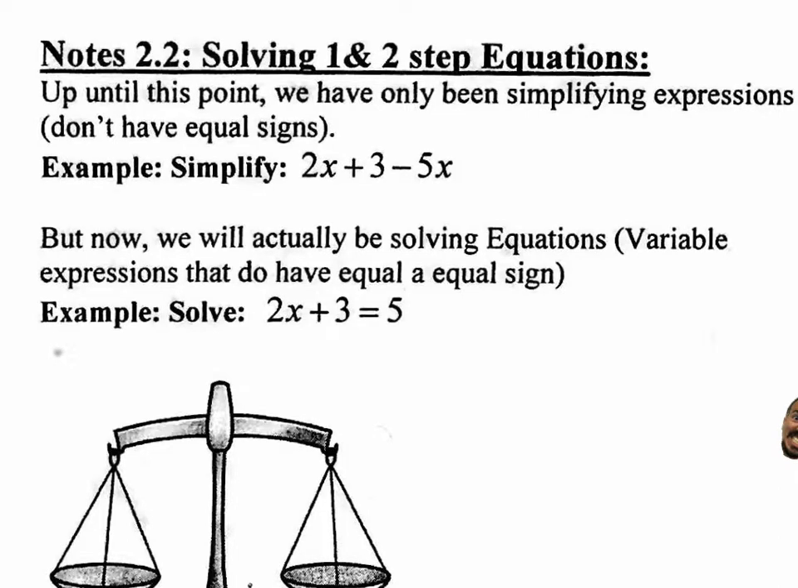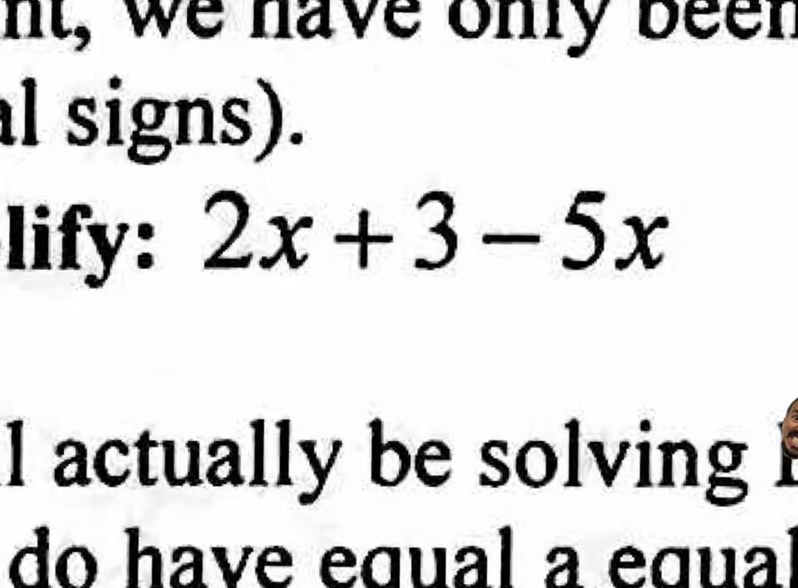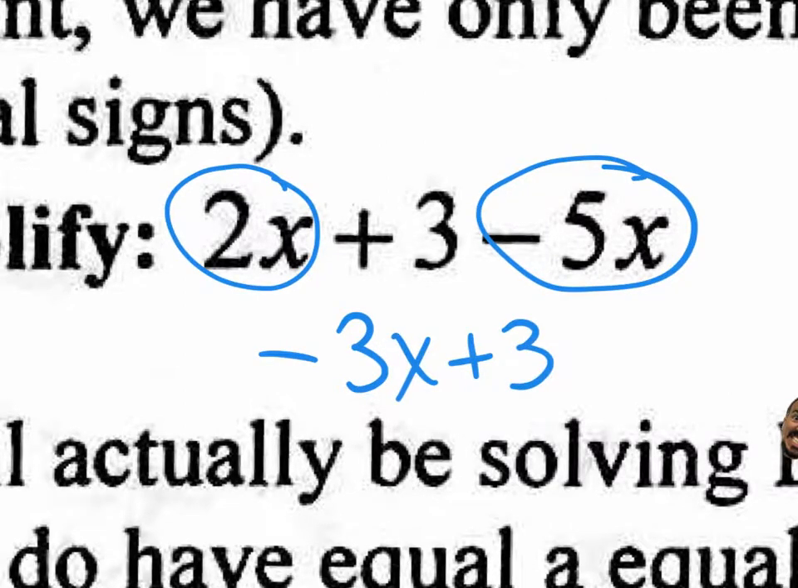So we're going to be starting to solve equations. Up until this point, we've only been simplifying. That means distributive property or combining like terms. So right here, when we combine like terms, we combine the x's with the x's, and we end up with a negative 3x right there, and we simply bring down the 3, and that's all you could do with that algebraic expression. We're not solving right here, we're just simplifying.